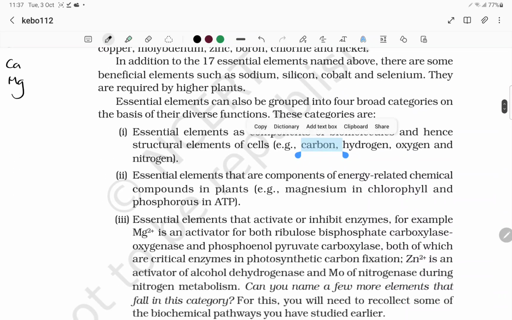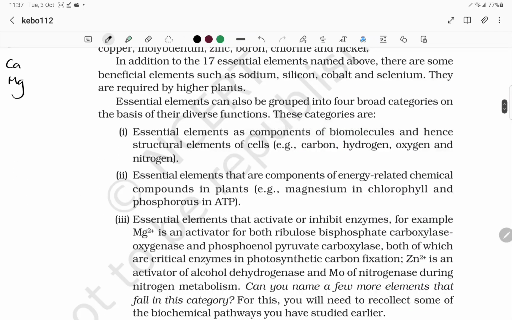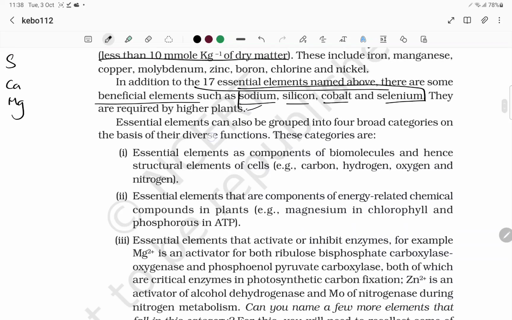In addition to the 17 essential elements that we have named above, there are some beneficial elements such as sodium, silicon, cobalt, selenium. Out of all these, these are also beneficial elements. They are required by higher plants. What are they? Sodium, selenium, silicon, cobalt.